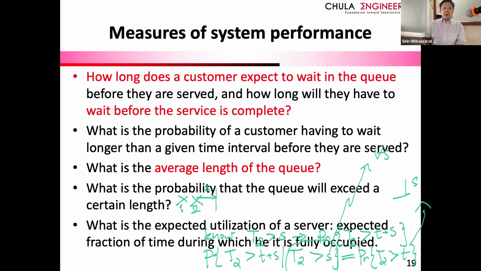Another important figure of merit is what we call utilization of a server. Because if no customers are coming in, the server can go idle. So the time that the server is useful is when it is servicing a customer. So what is the expected fraction of time during which the server is fully occupied?